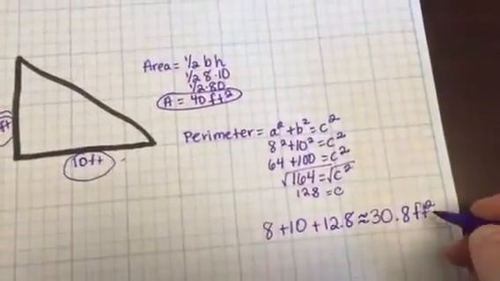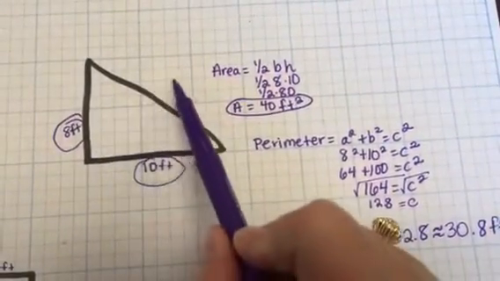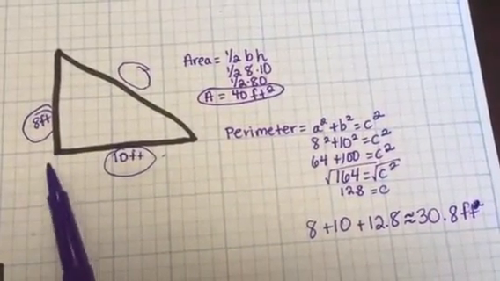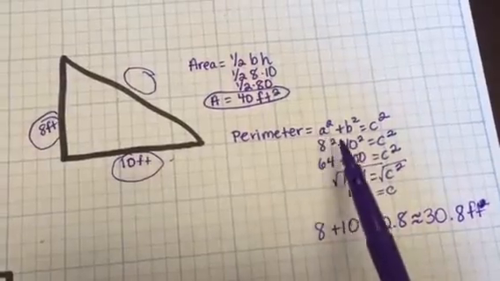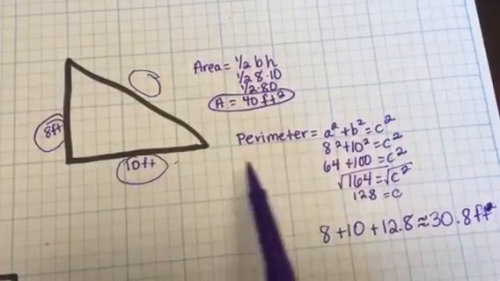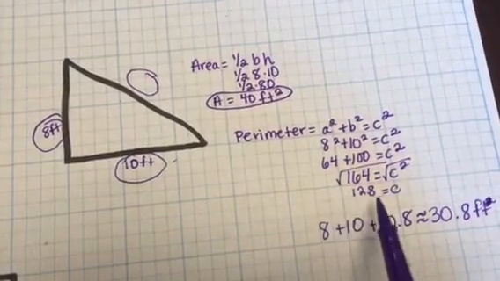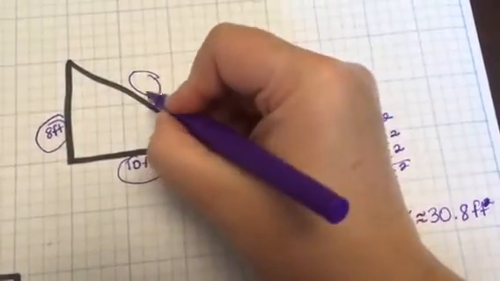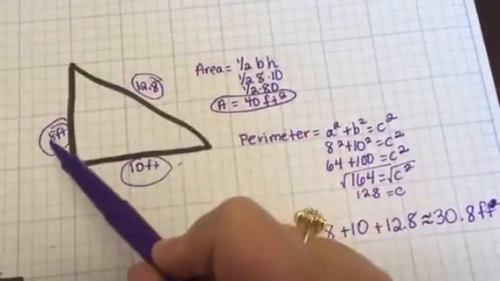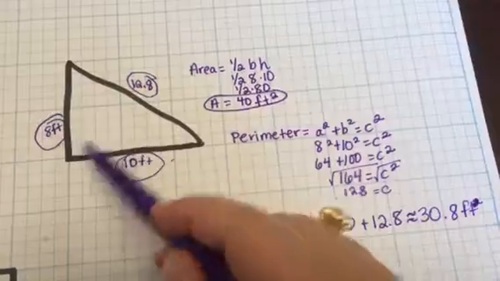For the perimeter, what you're going to have to do is find this hypotenuse, the longest side. And that means that you're going to have to do the Pythagorean theorem, which is a squared plus b squared equals c squared. So 64 plus 100 is 164. You take the square root of both of those, and the square root of 164 is 12.8. So now you can find the perimeter because you know all 3 sides. So the one that you're going to have to do the most work on is the triangle.